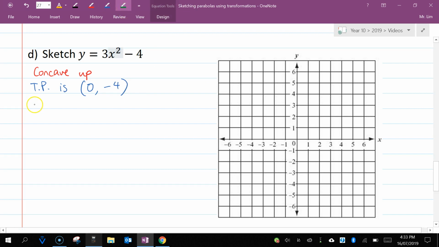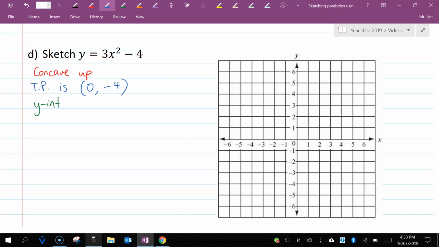Alright, now that we've done that, we can work out the y-intercept. Actually, let's put in that turning point first. (0, minus 4) is over here. Hey, that is the y-intercept. We don't need to work it out. So that y-intercept is minus 4. Because there's always only one y-intercept when we're talking about parabolas.